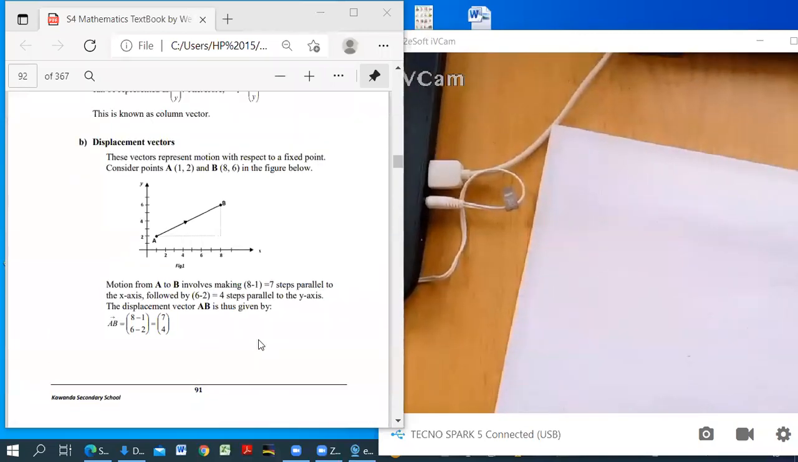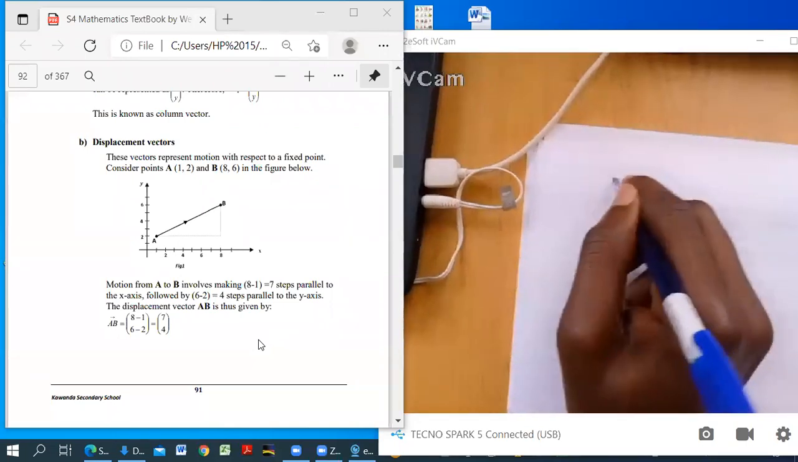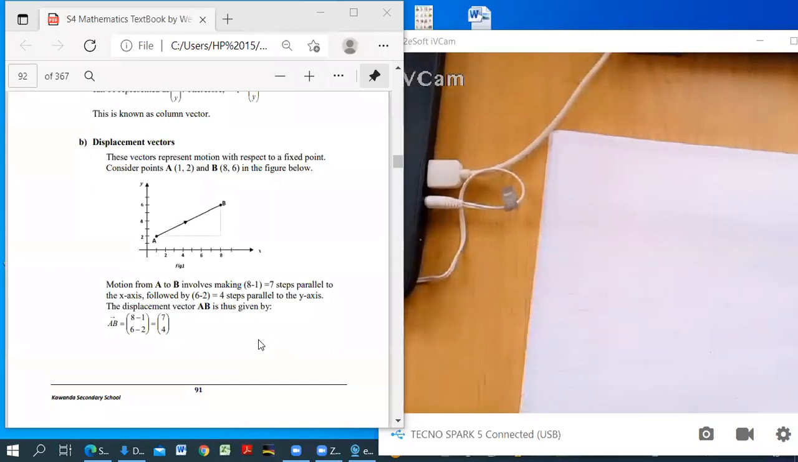So we are saying in displacement vector, these vectors represent motion. Remember we said one of the examples of a vector quantity is what? A displacement also. What's the difference between displacement and distance? From physics perspective, what's the difference between displacement and distance? Who can give us that?